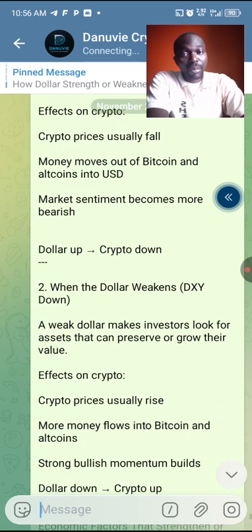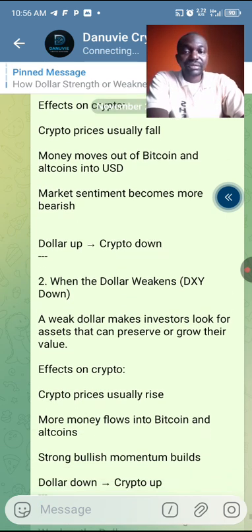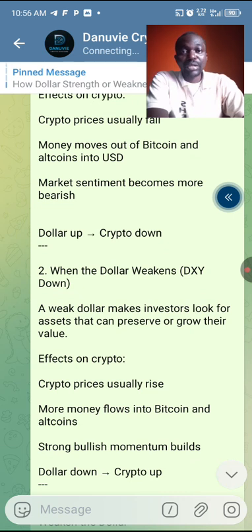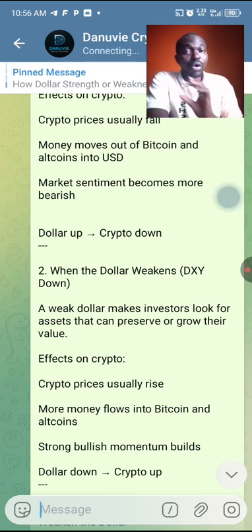Now, dollar up, crypto down. Exactly. So when the dollar gains, cryptocurrencies fall. Let that be a formula for all traders who are under the sound of my voice now. When the dollar is gaining, be expecting cryptocurrencies to fall. And when the dollar is falling, be expecting cryptocurrencies to rise.